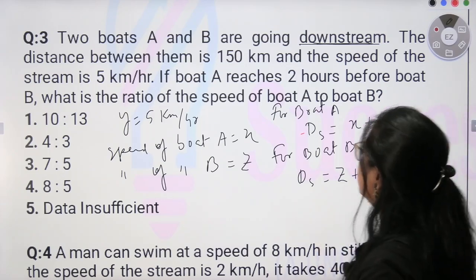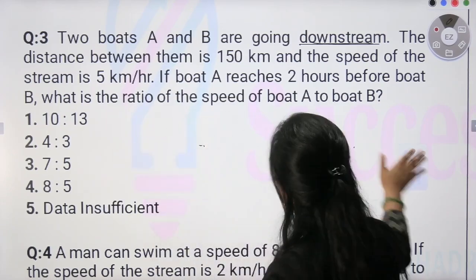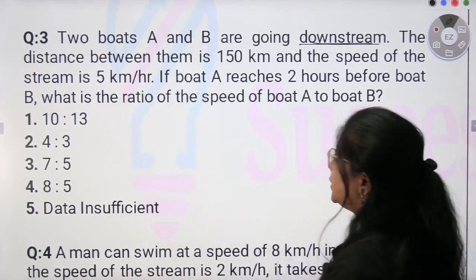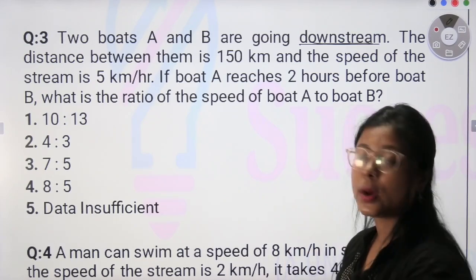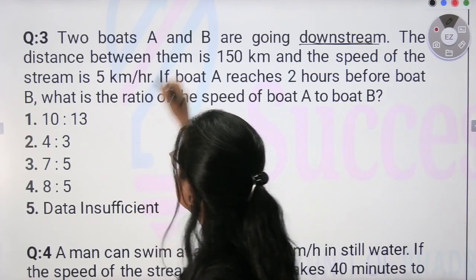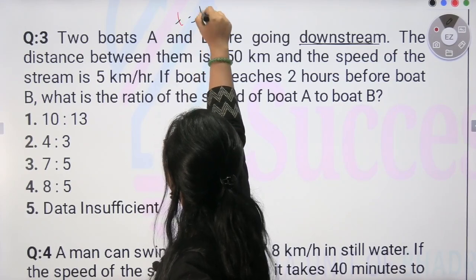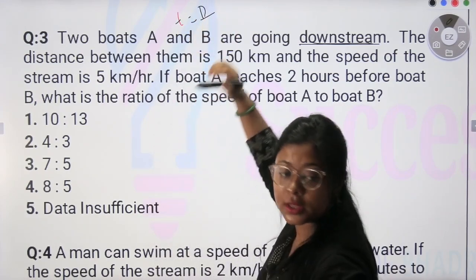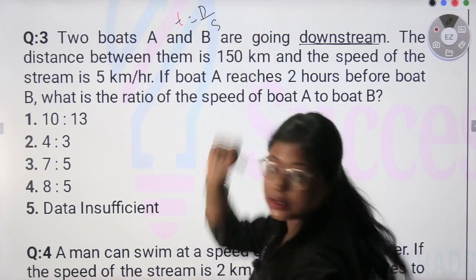So what can I do? If A reaches 2 hours before, then I can make an equation. So what would be the equation? You know, time is equal to what? Distance by time is equal to what? Time is equal to distance by speed, isn't it?